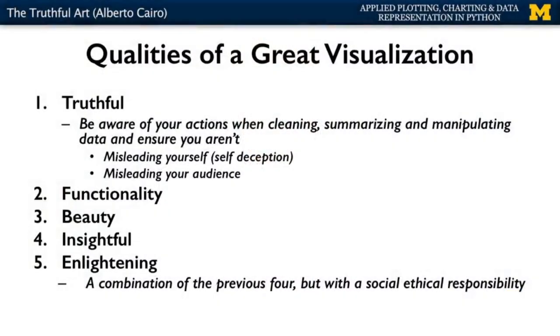The final quality of visualization which Cairo proposes is information graphics should be enlightening. This is different than insightful. In fact, Cairo argues that this quality is composed of the previous four: truthful, functional, beautiful, and insightful, but is separate in that it adds a social responsibility dimension. I don't think there's an obvious answer to this question, but without a doubt, Cairo's 5 qualities of great visualizations, being truthful, functional, beautiful, insightful, and enlightening, are well worth considering.